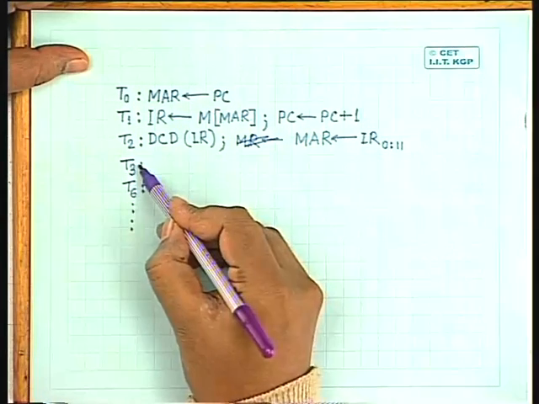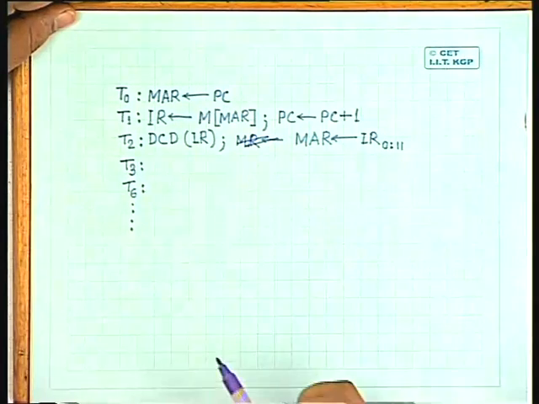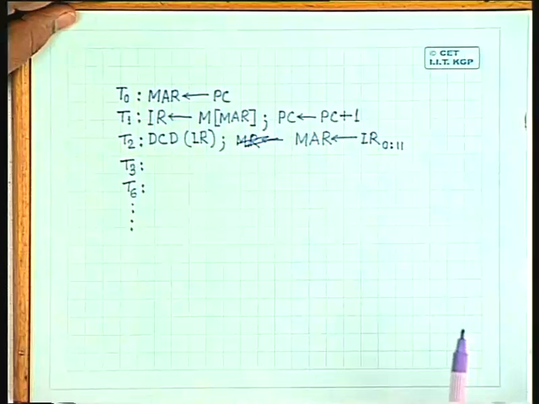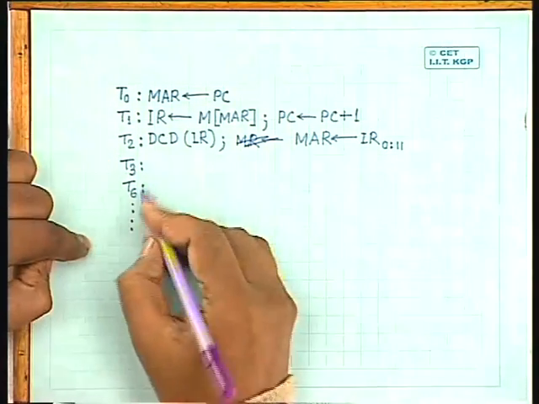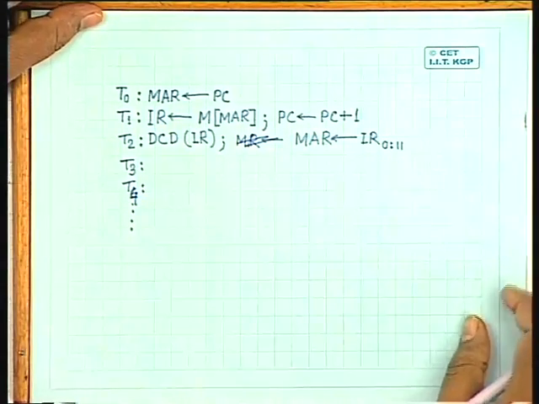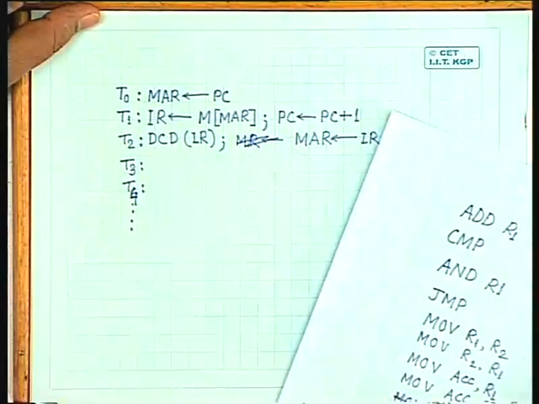So to decide the operations during these states, T3 onwards, I have to analyze each and every instruction in detail. Okay? So let us take a few of the instructions to see what is to be done during T3, T4 like this. So this is T4. Okay? So let us take a few of the instructions.